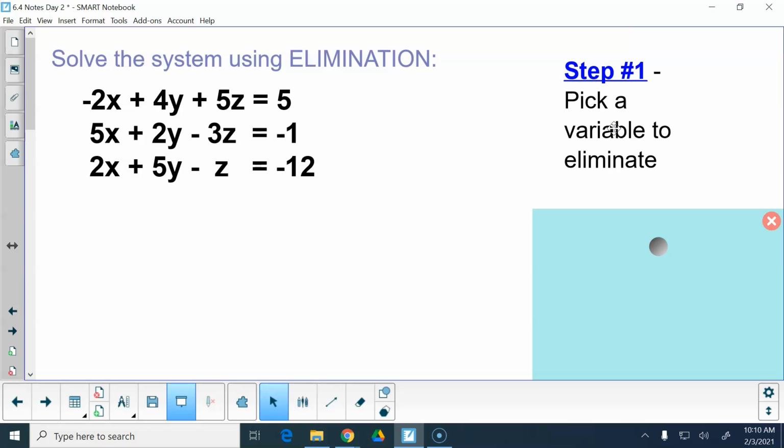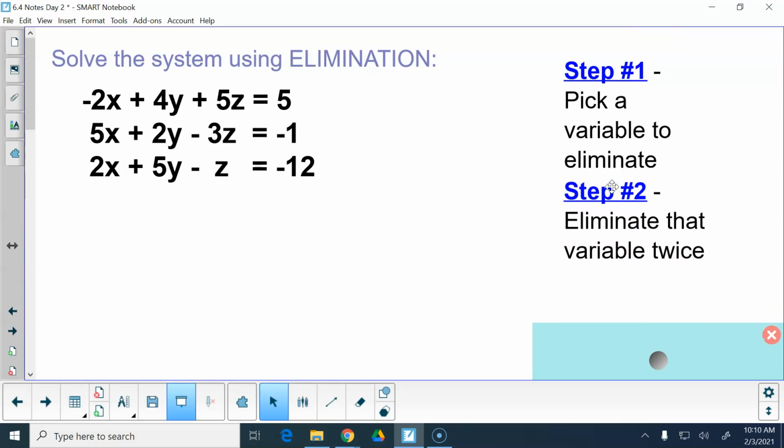Okay? So I just need an x, y, or z from somebody. Z? Okay, so I heard z. So we're going to pick z, and we're going to eliminate z. Okay? So step number 2, then, is we need to eliminate that variable. Z was our choice. We have to eliminate that variable twice. So I'm going to number my equations.